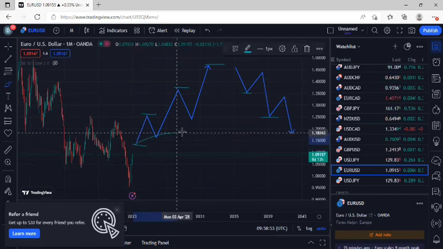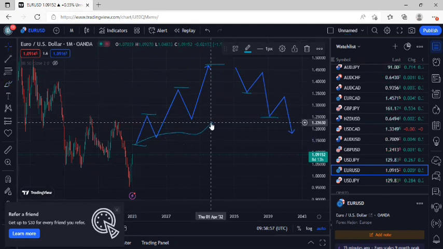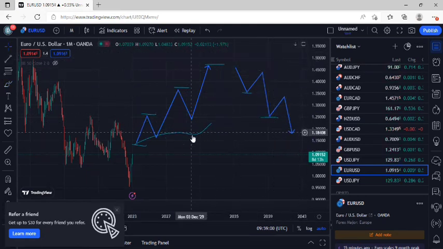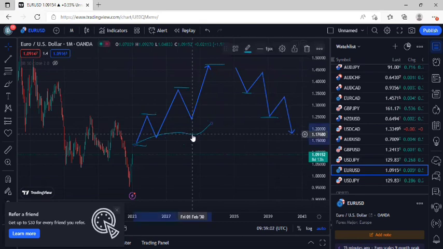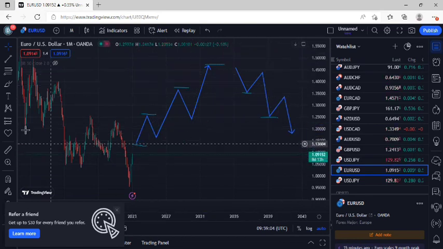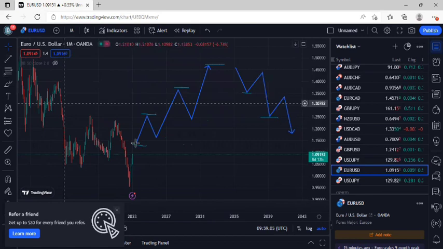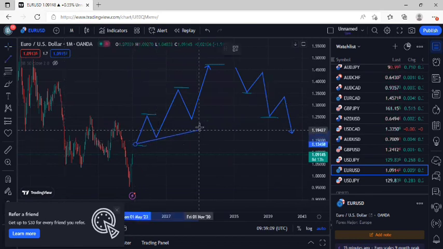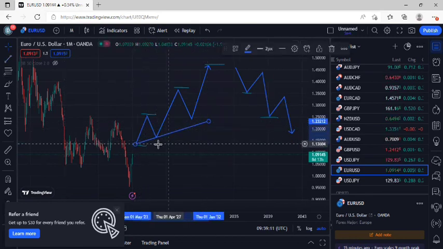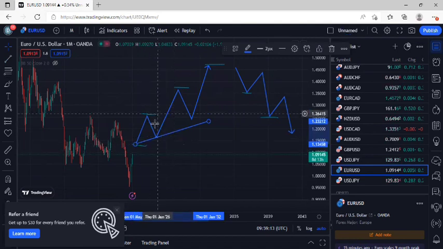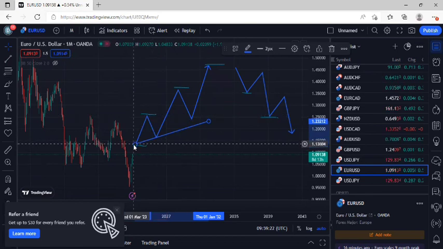When you can join two lows together like this, then you have a trend, an uptrend. That is the two lows, the lower low, the higher low, the higher high, the higher low. The moment you're able to get that, you say the trend has started.